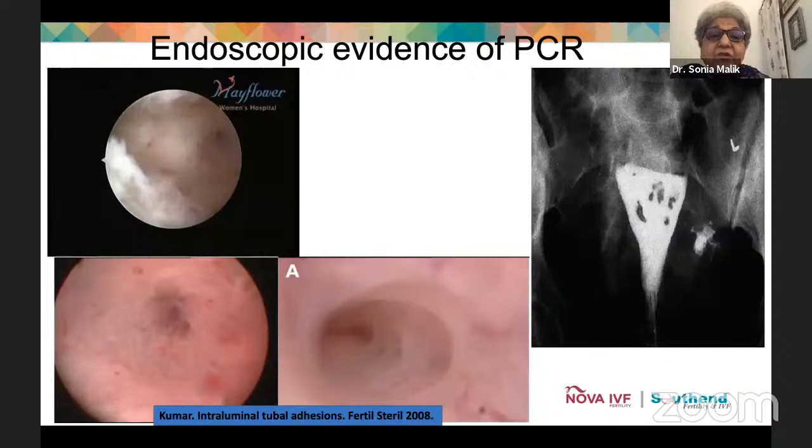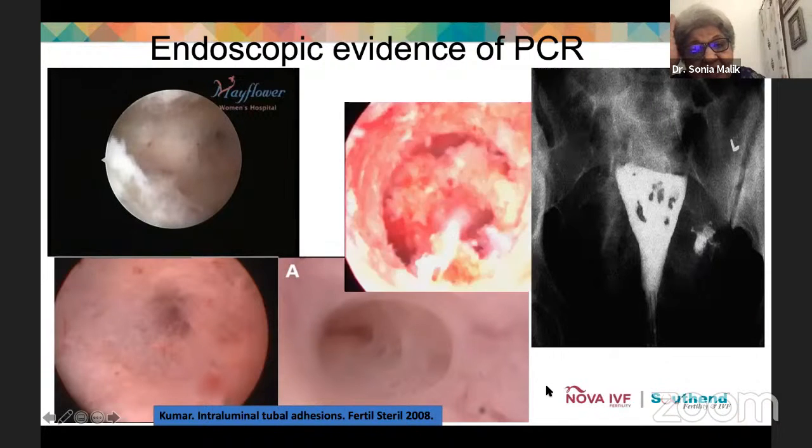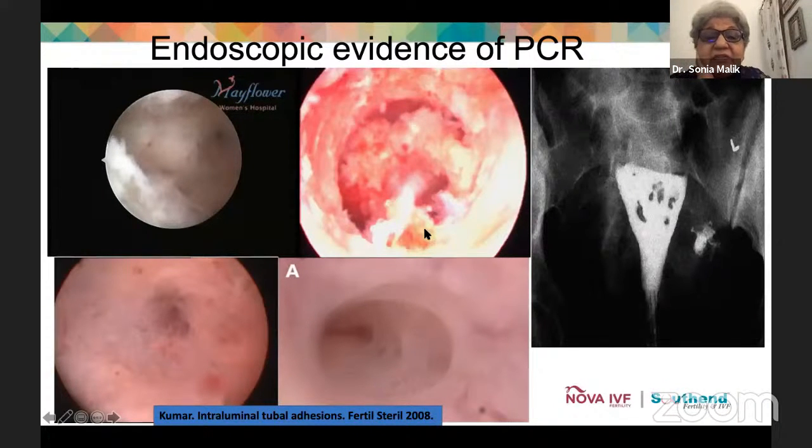But the endoscopic evidence is something which has revolutionized our thinking of tuberculosis. We find that it gives rise to all kinds of bizarre pictures, and therefore there are adhesions right inside. Many a time it is so bad and intense that you may even find caseous material inside the cavity of the uterus whenever you are doing hysteroscopy.